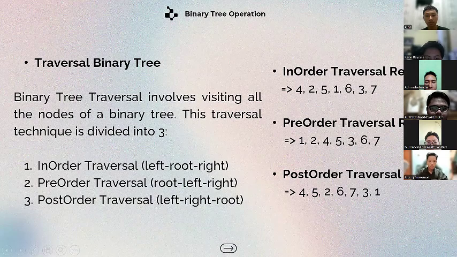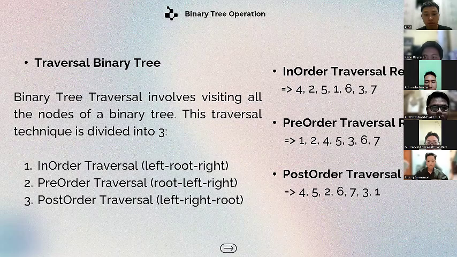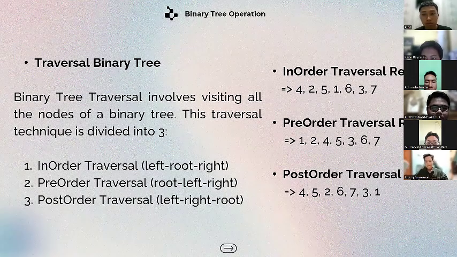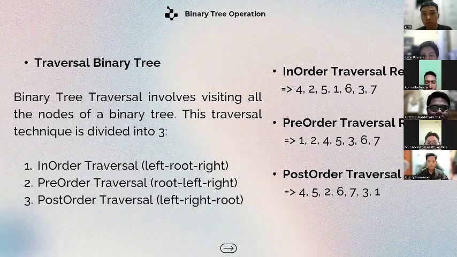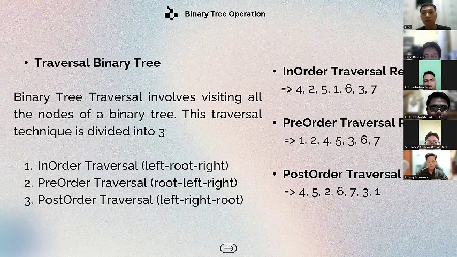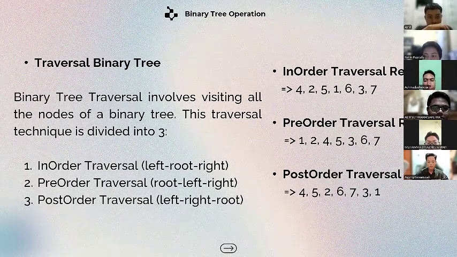Seventh, because number 1 has a right branch, we enter the number 3. Eighth, we enter number 6 because number 3 has a left branch. Ninth, because the left branch has no further branch, we return to number 3 again. Tenth, because number 3 has a right branch, we enter the number 7. So the result of the pre-order traversal is 1, 2, 4, 5, 3, 6, and 7.